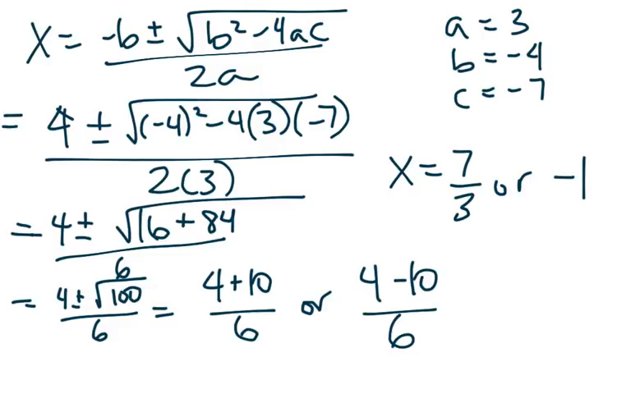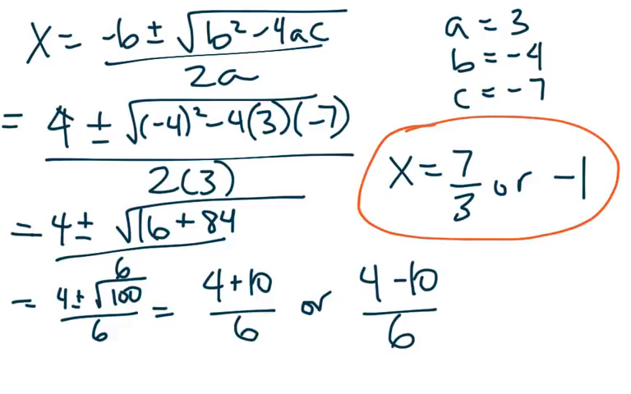And if you simplify that further, you get x can equal 7 over 3 or negative 1. These are the locations, the values of x, where the graph will cross the x-axis or where y will be equal to 0.